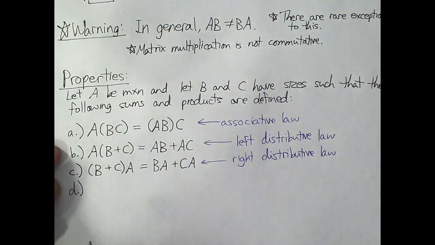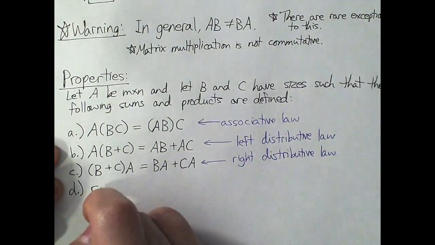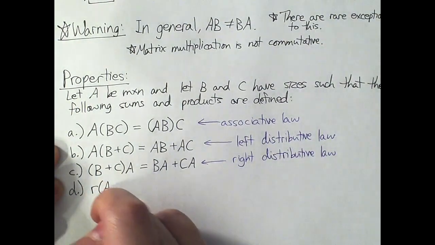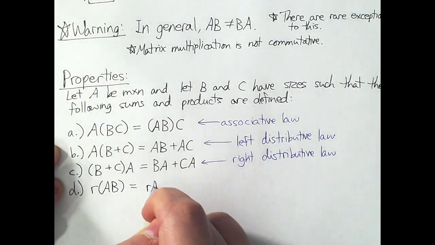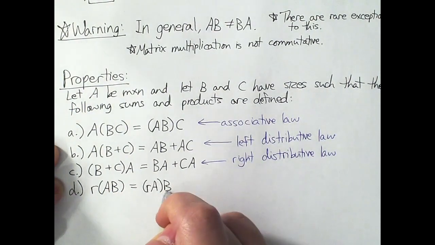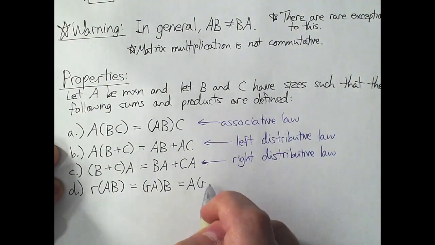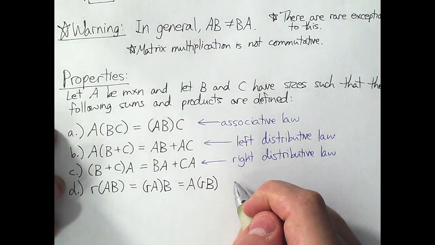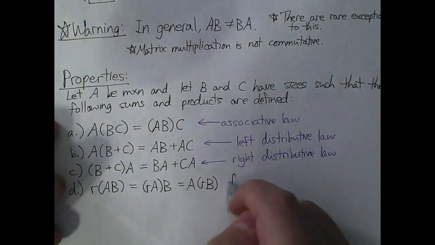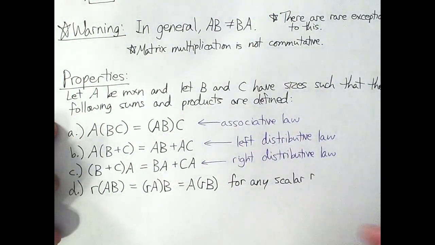All right, and I said there were 5 of these. We are on the 4th one. This is going to say R. Oh, I didn't even say what R is. Well, we'll say it afterwards. It's going to be a scalar. R times AB equals RA times B, and that also equals A times RB. I don't know if this one necessarily has a name, but we're saying that this is true for any scalar R. The scalar can be moved around. The scalar can be out front.